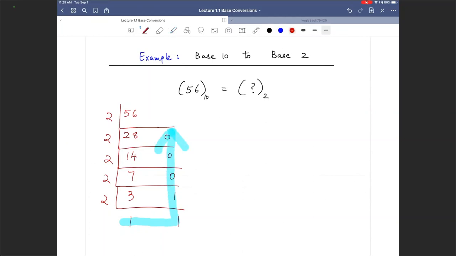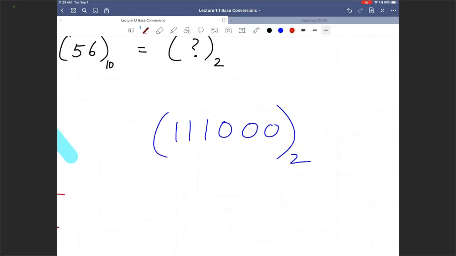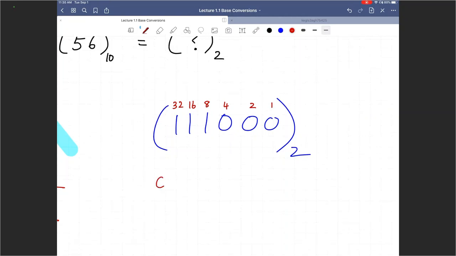The number is going to be 111000 in binary. And you can check it, right? You can check it by simply taking this number. This is 1, this is 2, this is 4, this is 8, this is 16, this is 32. So you can check it by saying 32 plus 16 plus 8 is 56. So it checks out.